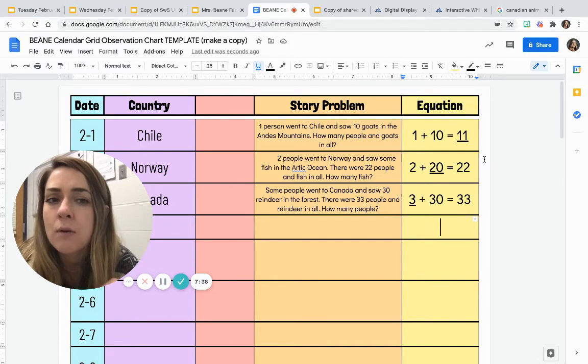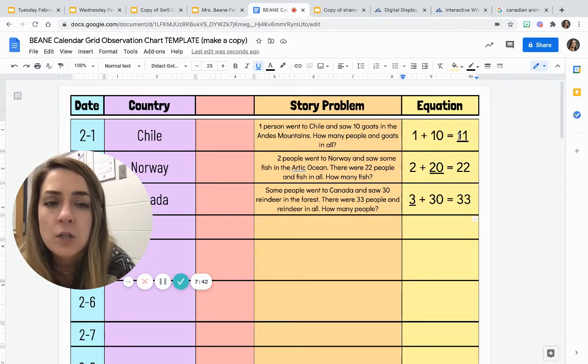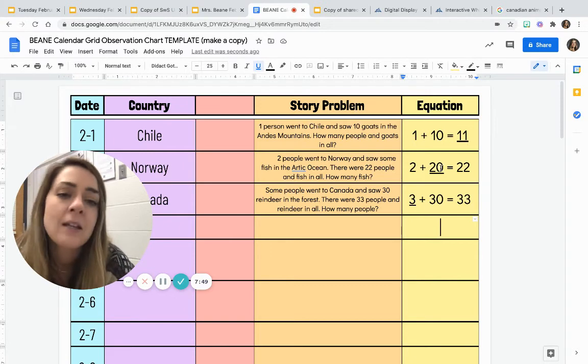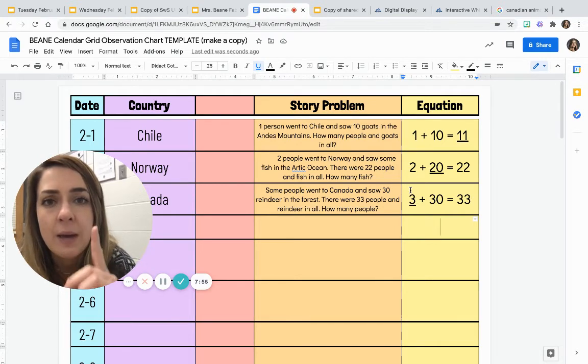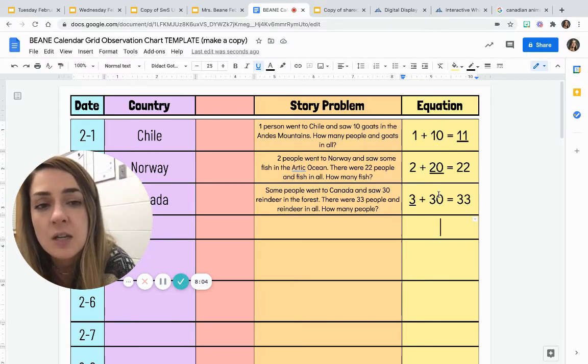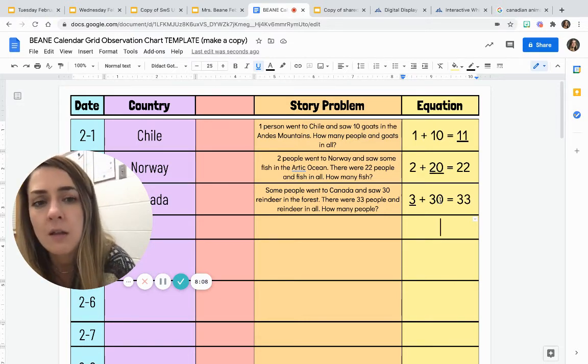I see that the number that we're solving for has been changing. So in our first equation, we solved for the end. Then we solved for the change. And then this one we solved for the start. I also see that the number that's in the start position is going up by 1 each time. So 1, 2, 3. I see that the number that's in the change position is going up by 10 each time. 10, 20, 30.